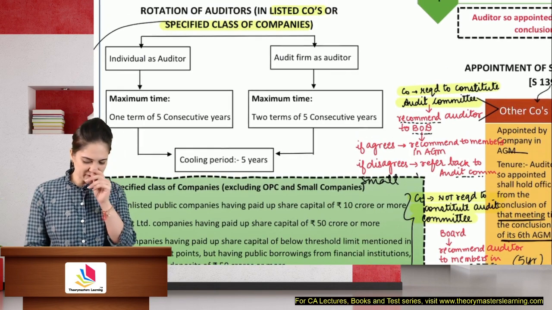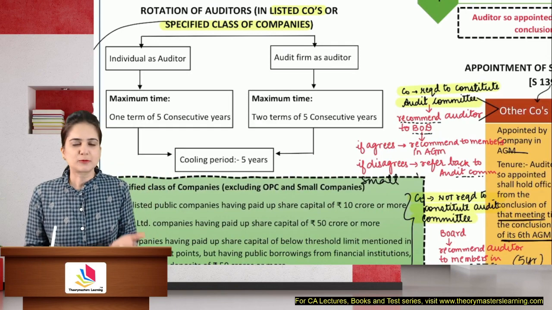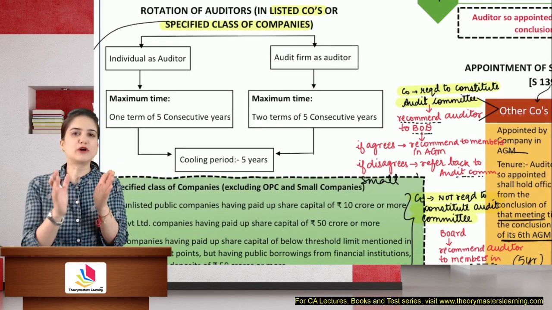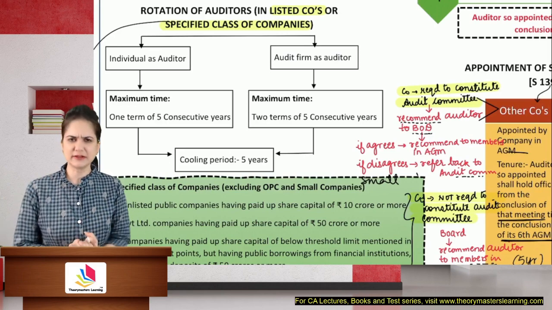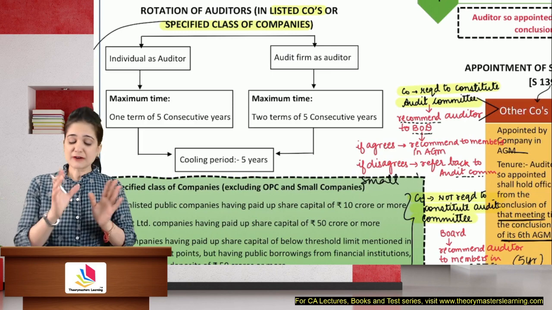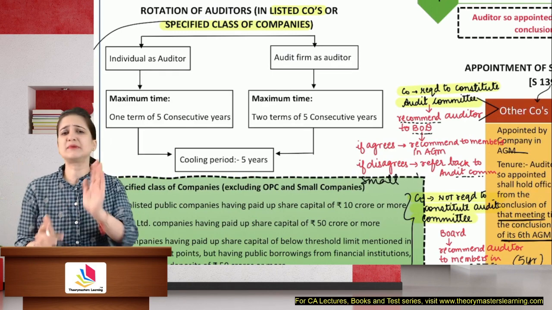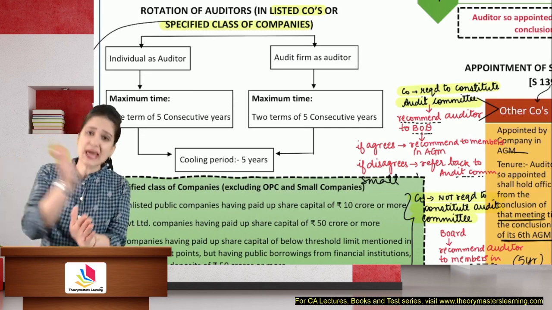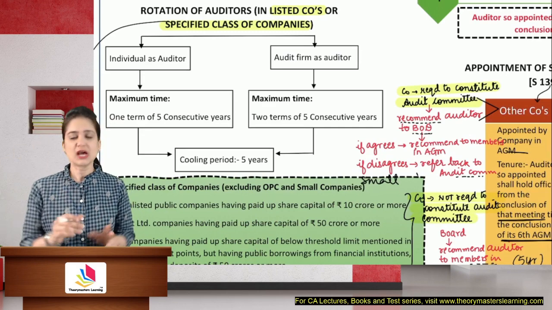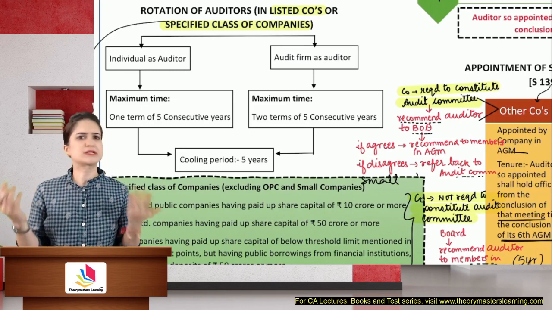So in case of a listed company, you can appoint the auditor for a term of 5 years. If you're appointing an individual, you will appoint him for one term of 5 years. After his term is over, he will be subject to a cooling period of 5 years. It means he cannot be appointed as an auditor of the same company for 5 years. After the cooling period is over, you can either reappoint him or you can appoint someone else.